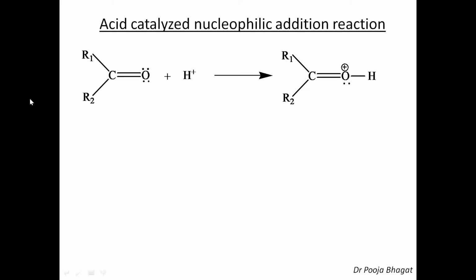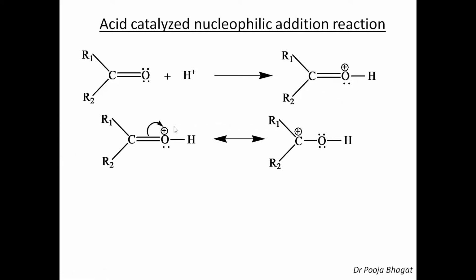Okay, now what is the first step? This is the carbonyl group. When you add proton into it, oxygen gets protonated. This means oxygen takes proton. Oxygen is neutral. When it gives its electrons to the proton, there is a bond between O and H and oxygen will attain positive charge. So you can see here oxygen is having positive charge and bond with the hydrogen atom.